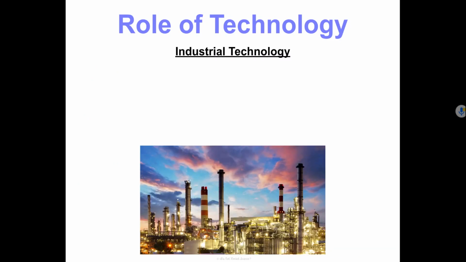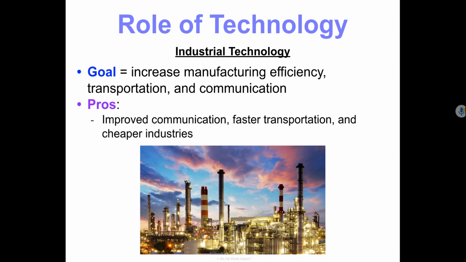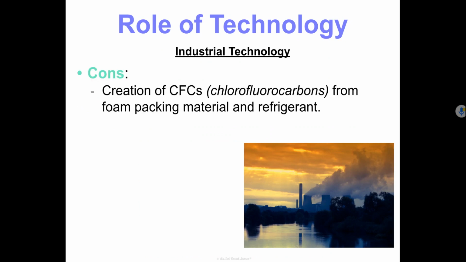waste. The third type of technology is industrial technology. The goal of this type of technology is to increase manufacturing efficiency, transportation, and communication. The pro is that it improves communication, makes faster transportation, and cheaper industries. The con, though, is that it creates CFCs.